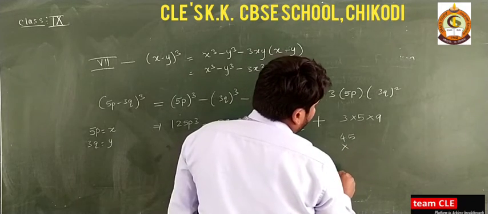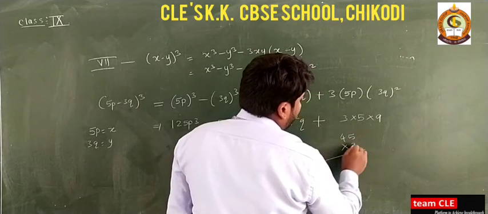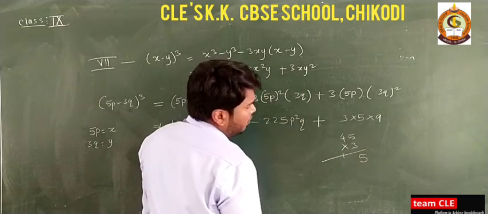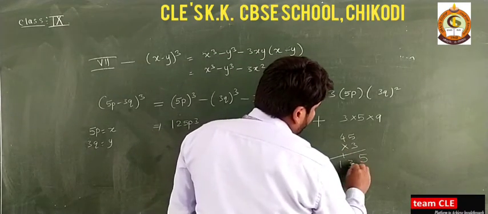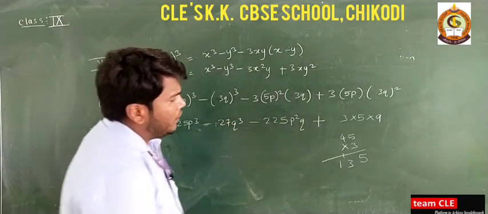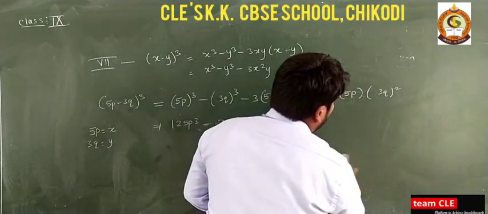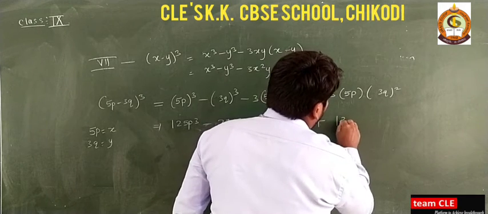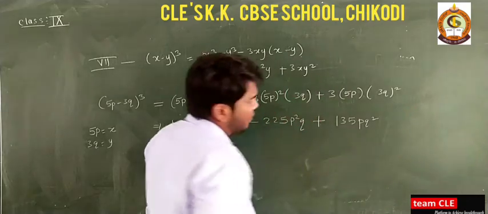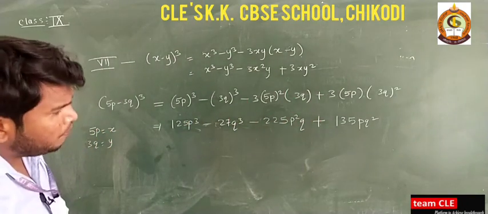45 into how much it is? 3. It is 3 5s are 15 and 3 4s are 12. 12 means it is 13. So it is 135. Okay, so if you multiply this, it is 135 you're getting. So this is 135 PQ square.